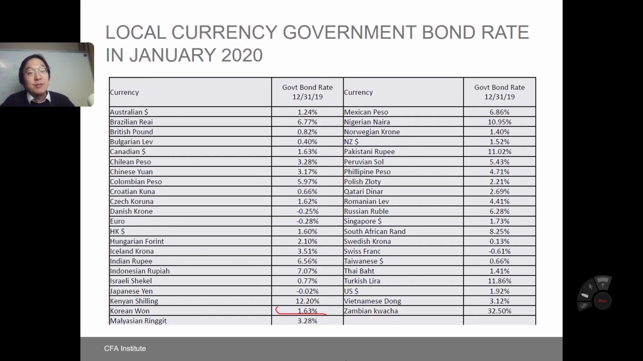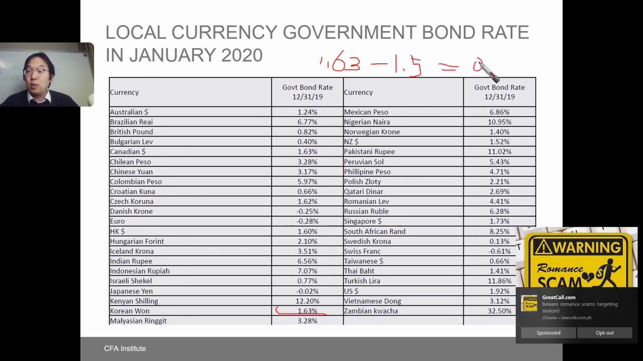Well, 1.63 minus the US Treasury rate whose maturity corresponds to this bond over here. I guess this is the 10-year government bond rate or something. So the 10-year Treasury rate, you subtract it. For example, if the US Treasury rate is 1.5 percentage points, then 1.63 percentage minus 1.5 percentage of the US Treasury bond, which means 0.13 percentage will be Korea's default spread, if this is the case, right?